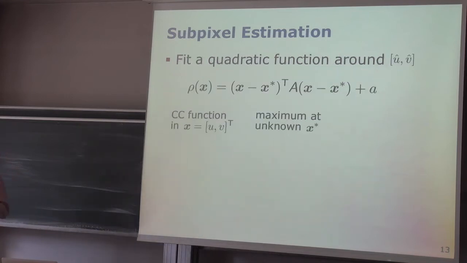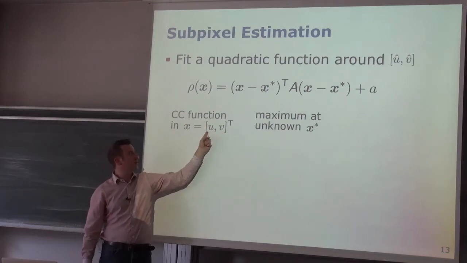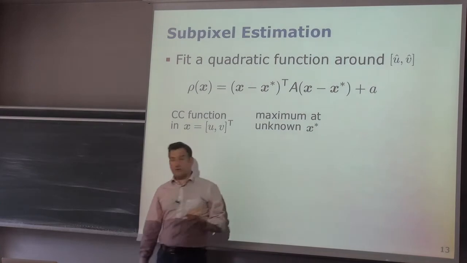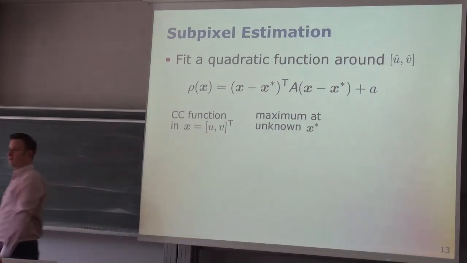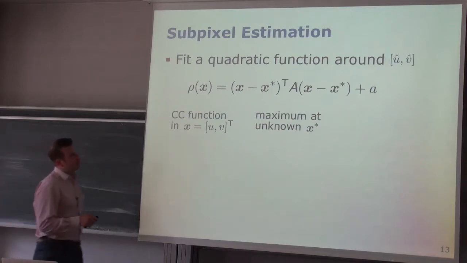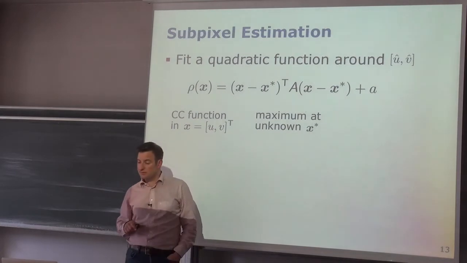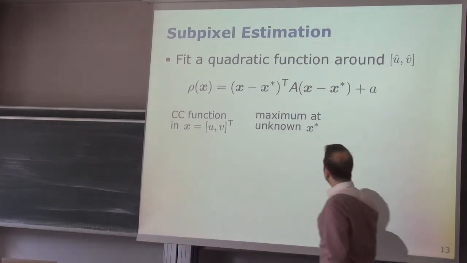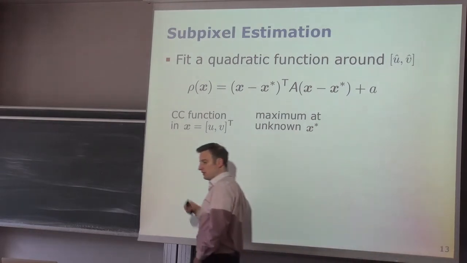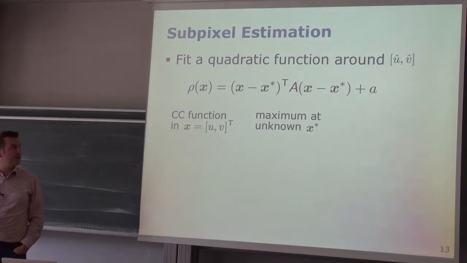Okay, so what we do now is we say my variable x is a two-dimensional vector with u and v. And x star is my unknown maximum, so this is the quantity that I want to compute. Say it's a quadratic form, so I have x minus x star, a matrix A, plus an offset. What I want to do now is estimate the maximum of this quadratic form.